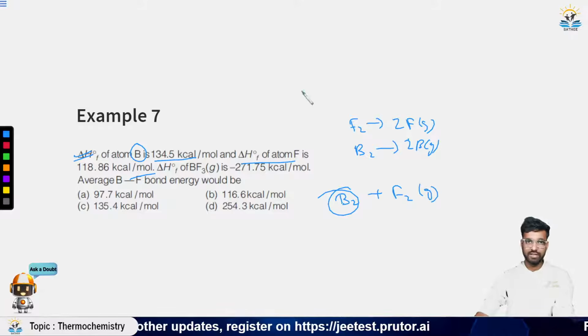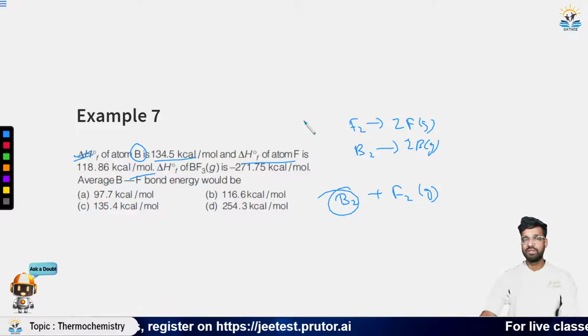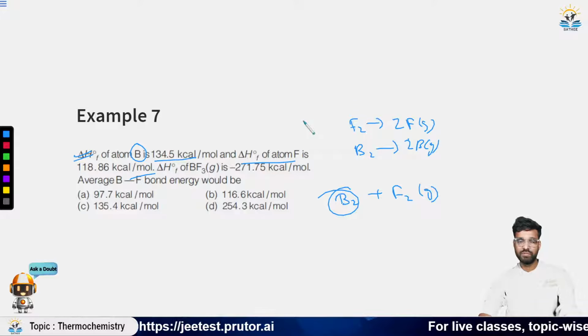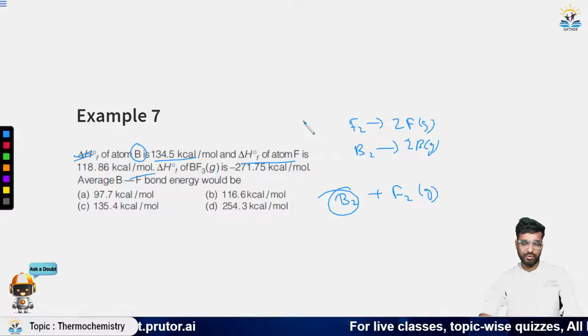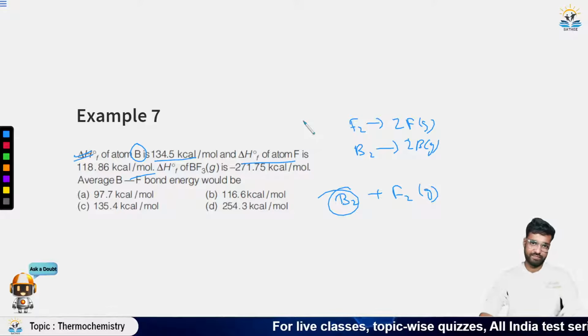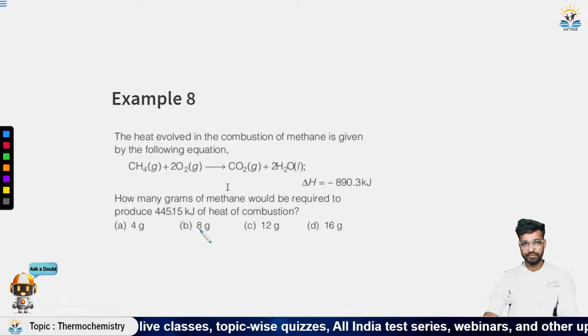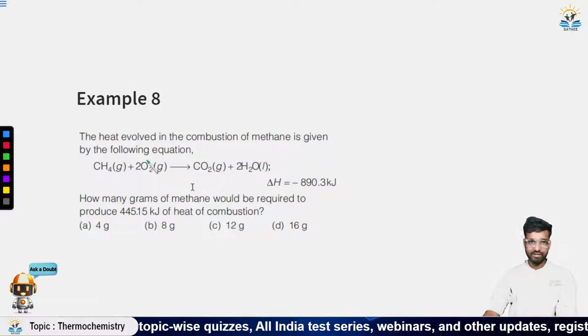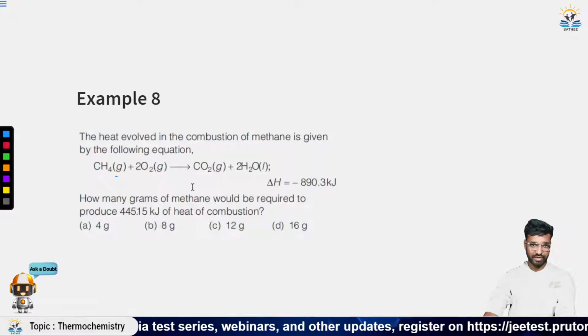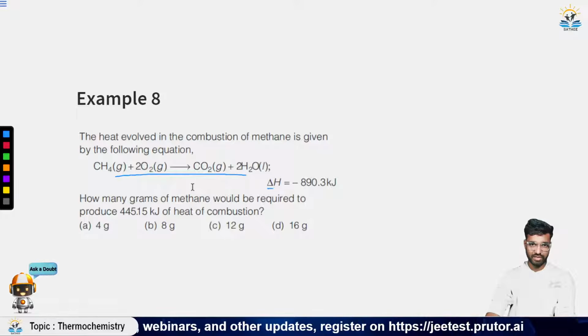So I have told you earlier that if you have to find the enthalpy of formation, then you will simply multiply the bond enthalpy with the initial one, and then product minus reactant, and you will get an answer. So in this way you can find for this also. Then next we have the heat involved in the combustion of methane, which is given.